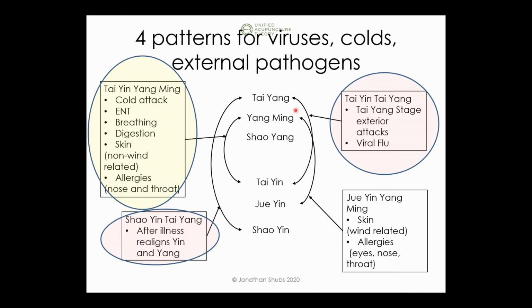Then we saw the upper level of Yang interacting with the upper level of Yin, that's Tai Yang. This is when the person actually has a viral flu or Tai Yang stage external attack. I use the word flu here, but it can be any type of virus. And afterwards, we have the Shao Yin Tai Yang, which is how to realign after. So we're going from the bottom level of Yin to the top level of Yang. I'm not going to talk about Jue Yin Yang Ming because it's not in the scope of what we were doing today. But there is also the idea that we can do the same type of interaction with Jue Yin, Yang Ming.